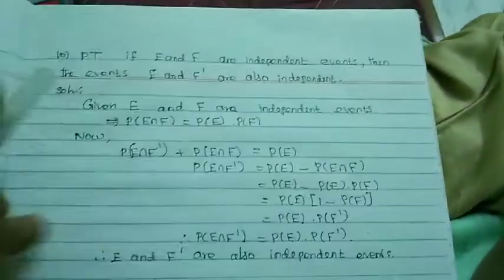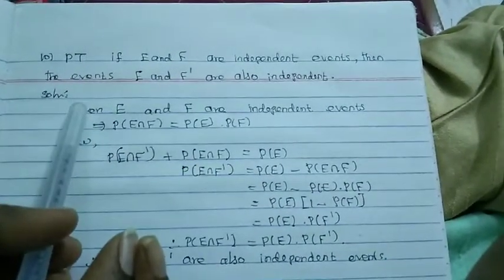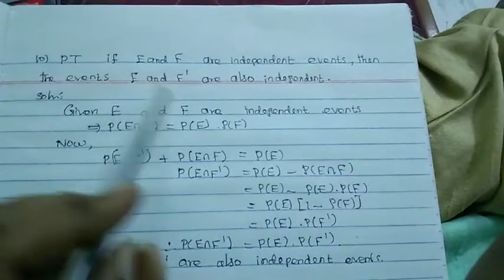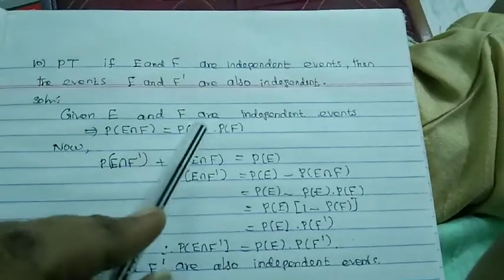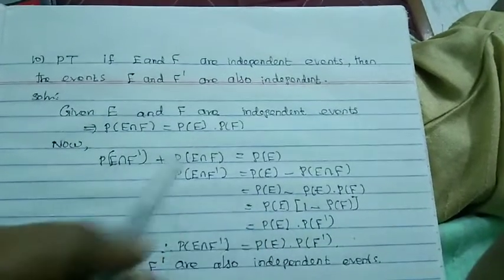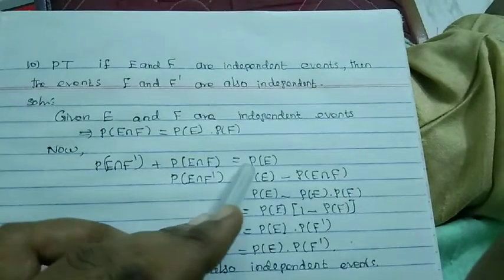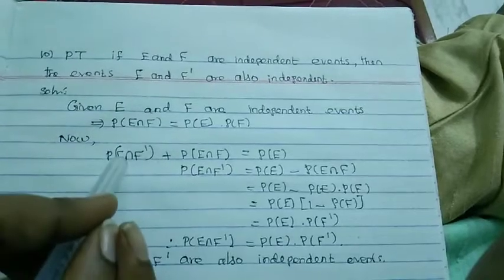Next listen, sum number 10. If E and F are independent events, then the events E and F dash are also independent. What is given? E and F are independent events. E and F are independent events means P of E intersection F equals P of E into P of F. And you know already P of E intersection F dash plus P of E intersection F equals P of E. How is this? E intersection F dash.